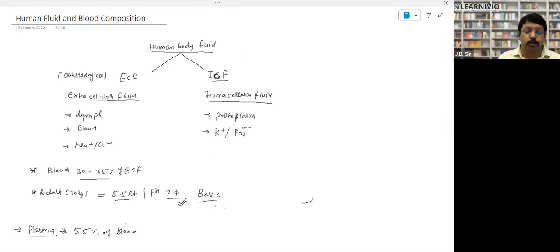Two types. So we can divide into two parts. So what are those two parts? The first part is called ECF and ICF. So what is the difference between ECF and ICF? Anyone of you have any idea?